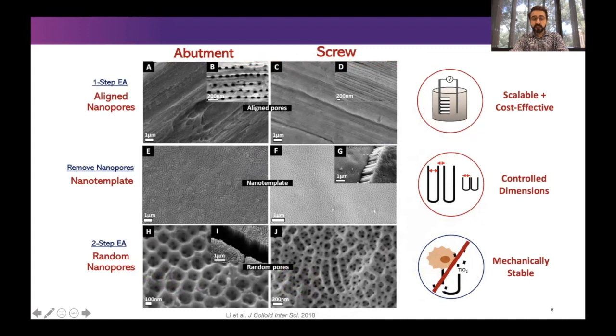Now, as I mentioned, the dimensions of these nanostructures can be controlled, and so is the alignment of the nanopores. And based on that, we can control how the cells will behave. The entire technique is very scalable, cost effective, and can easily be translated into commercial implants. We get to control the chemistry and topography of the nanostructures, and the nanostructures are very mechanically stable.